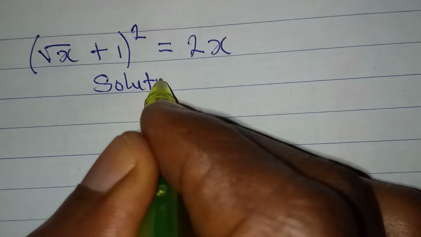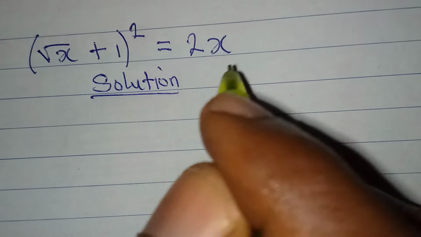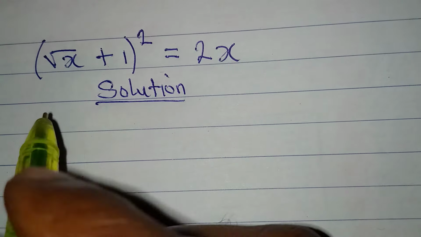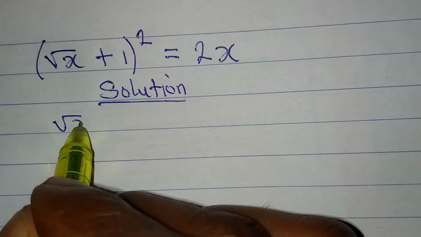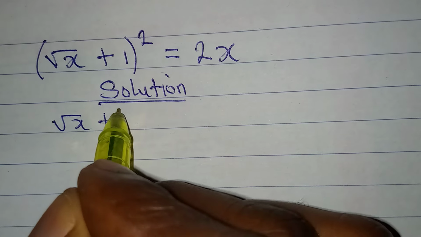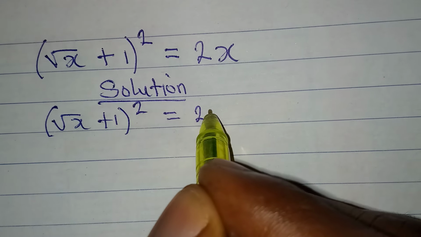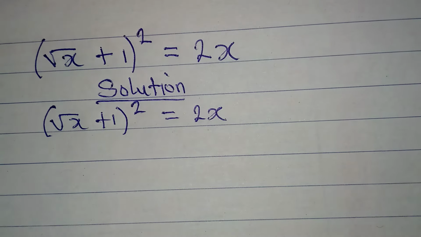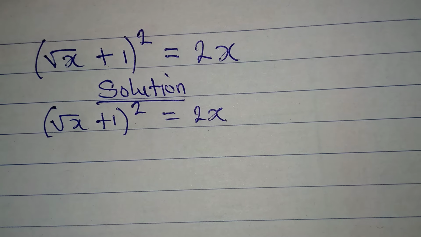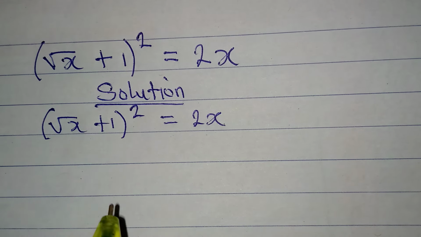Let's solve this problem very quickly. We have (square root of x plus 1) squared to be equal to 2x. Okay, what I will do first is to expand this, right?